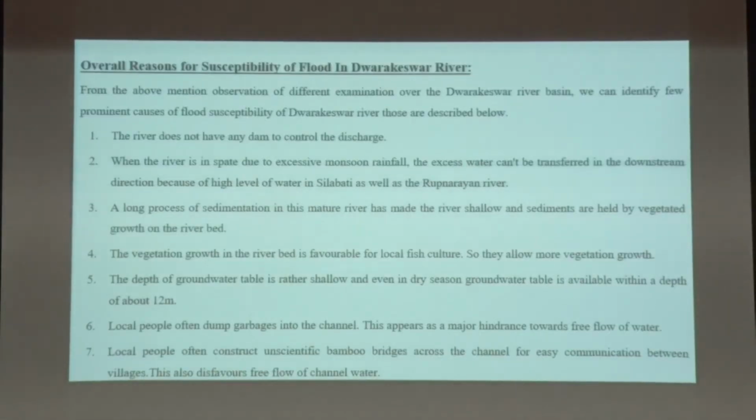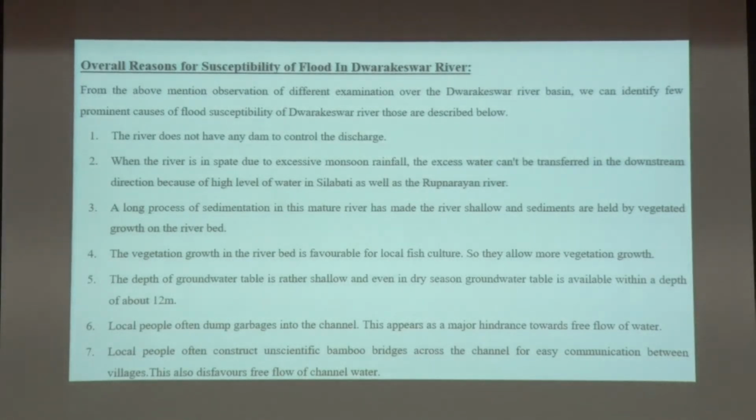So from the overall analysis, we found some reasons for the susceptibility of the Tarokeshwar river. There is no dam to control the discharge of the Tarokeshwar river. The river is in spate due to excessive rainfall. The excess water can't be transferred in the downstream direction because of the high level of water in the Shilabati and Rupnarayan rivers. A long process of sedimentation in the mature river has made the river shallow, and sediments are held by vegetation growth in the riverbed.